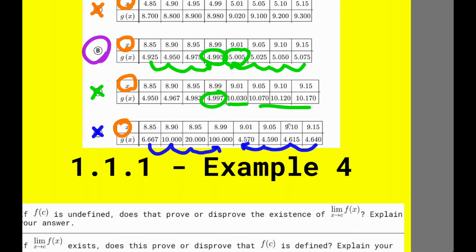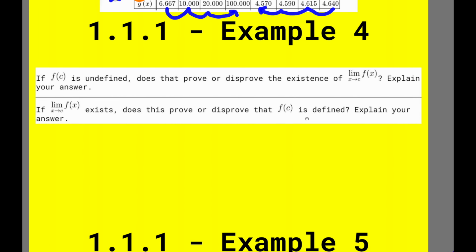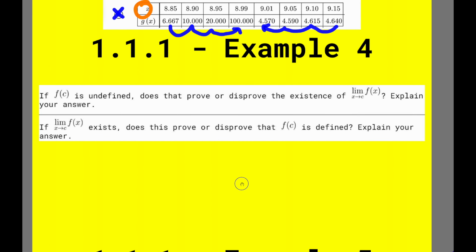Let's go to example number 4. Again, pause it. Try to work this one out, and then unpause it, see if you're correct. This is a very conceptual problem. If f of c is undefined, does that prove or disprove the existence of a limit there? Okay, the answer for it is neither.